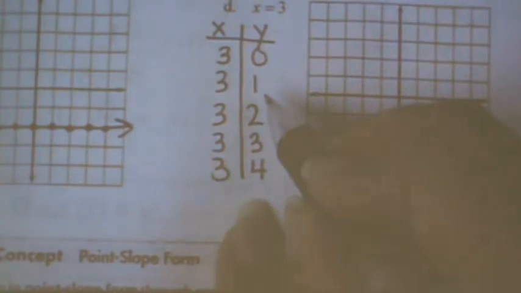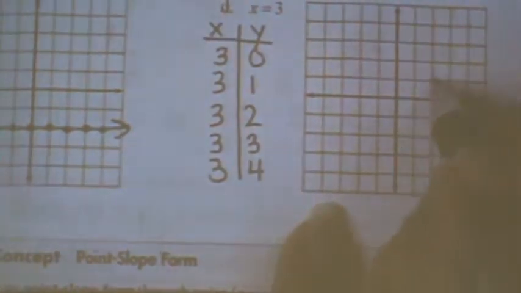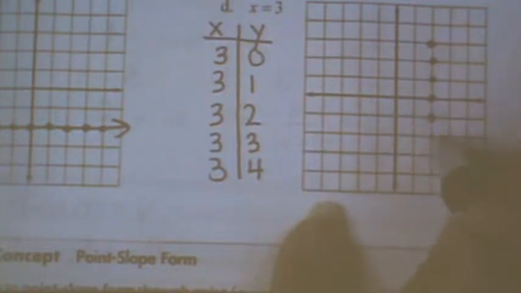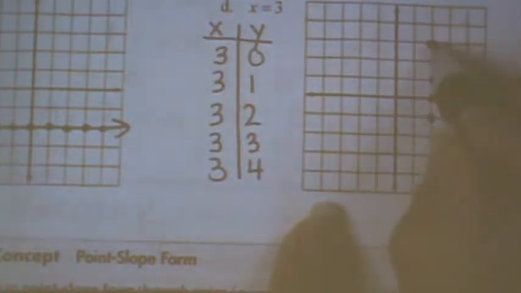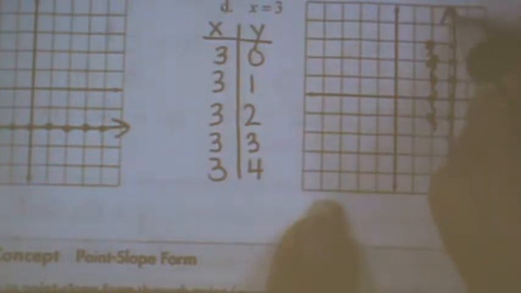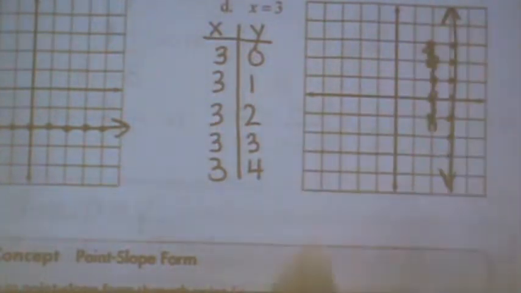X is 3 is always the x value. So 3, 1; 3, 2; 3, 3; 3, 0; 3, -1. Whoops. Here is x equals 3. Ignore that. I'll do it again. Here is the line x equals 3. Right there.